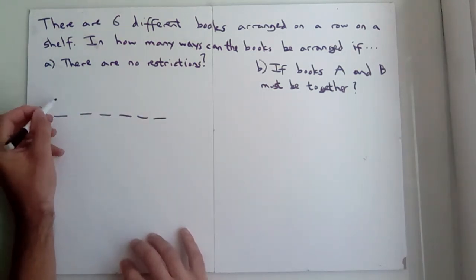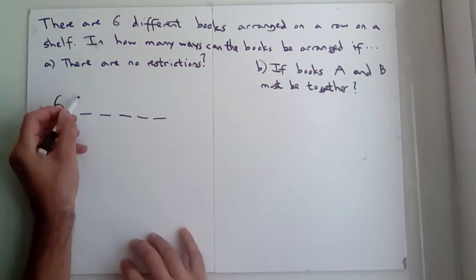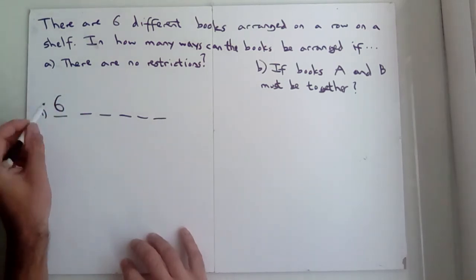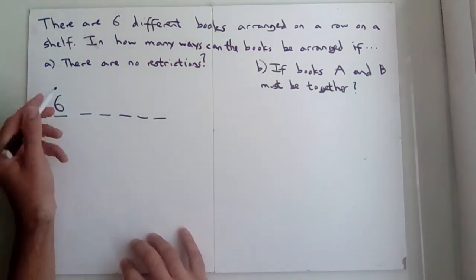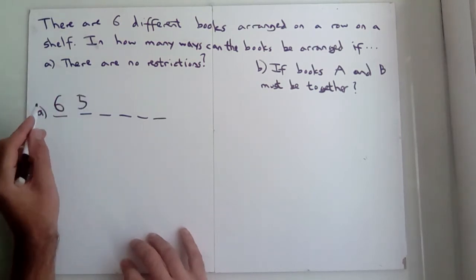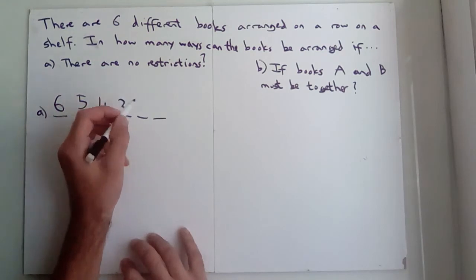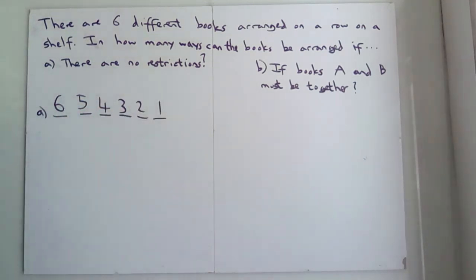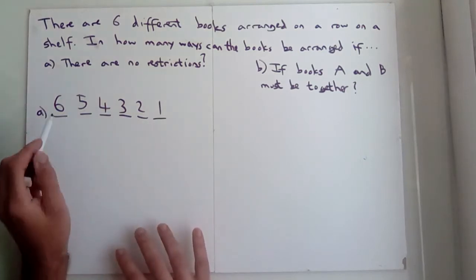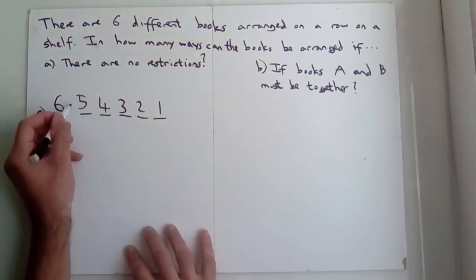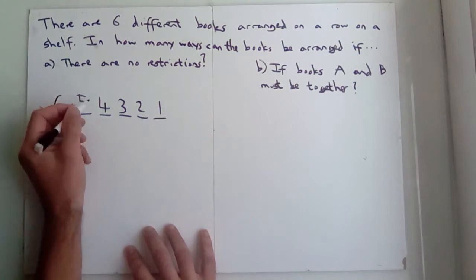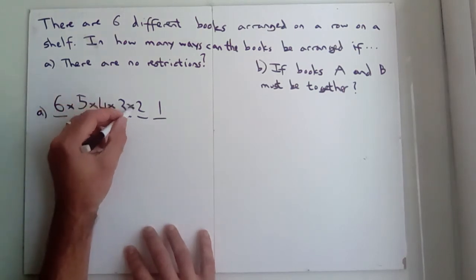For the first space, you've got 6 possibilities. For the second space, you've got 5 books available because you've already filled the first space. Then you've got 4 available because you've already used 2 books, and then 3, and then 2, and times 1. The fundamental principle of counting tells you that for successive events with different numbers of ways they can occur, you multiply them all together.